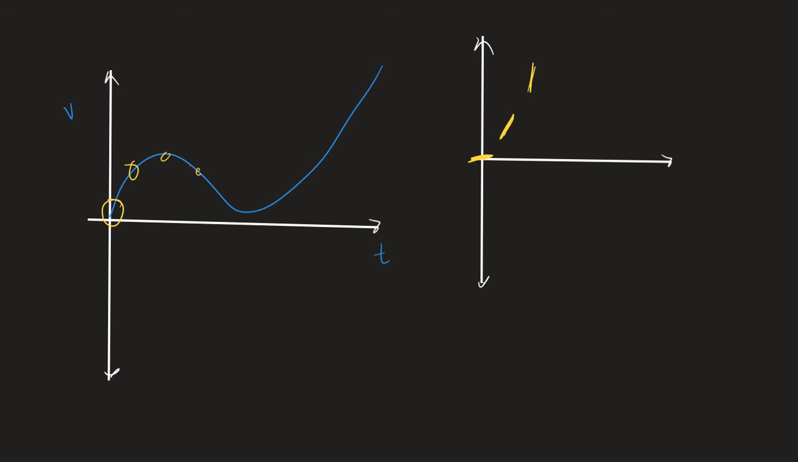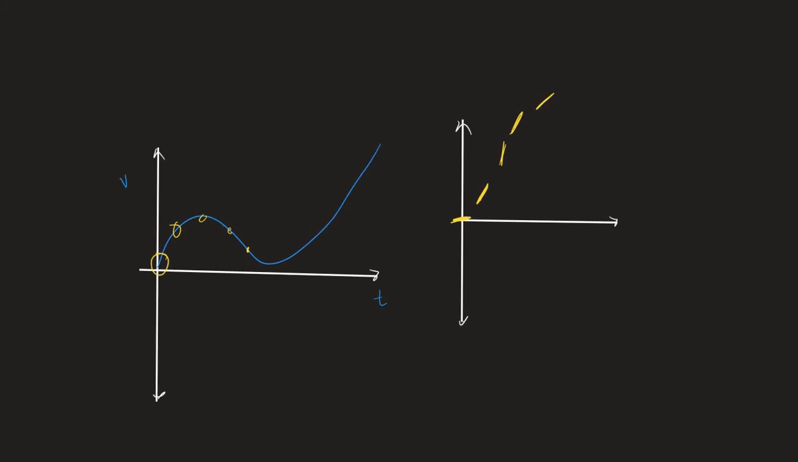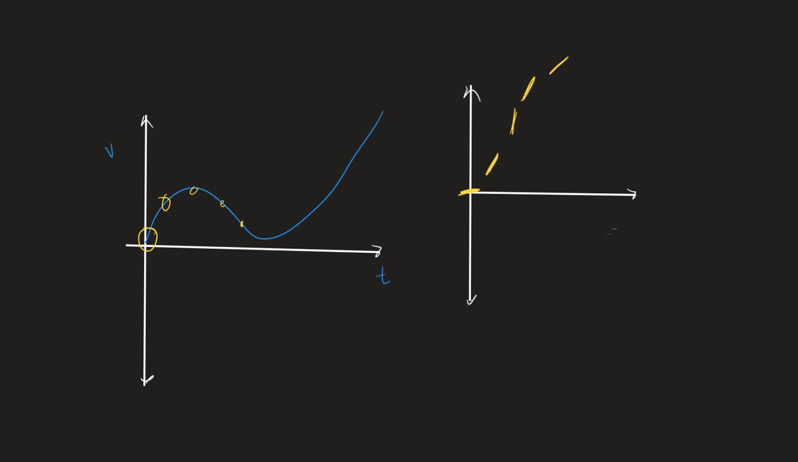But now my velocity is less again. And now my velocity is less again. And now my velocity is small, but still positive. But now my velocity is starting to grow again.